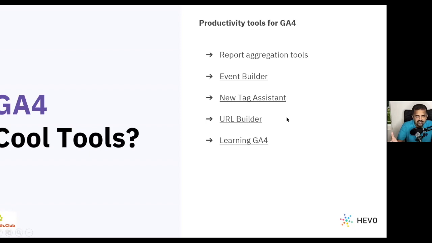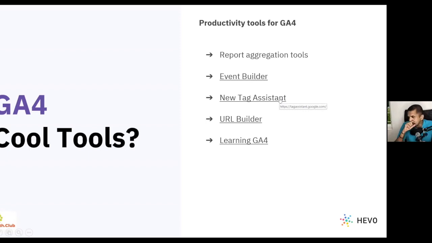And we'll be sharing this deck with you. It has all the links to these tools as well as the videos that I have mentioned. Event Builder is essentially a tool released by Google where you can build your own Google Analytics 4 events for server-to-server calls. Tag Assistant, Google has actually revamped the Tag Assistant.